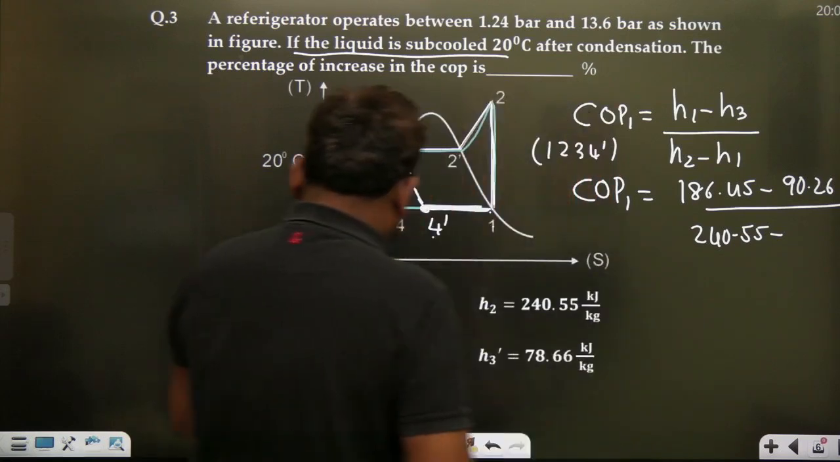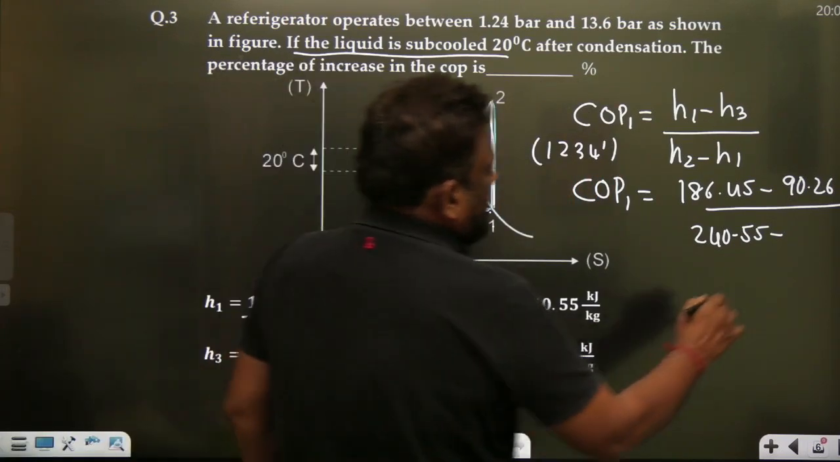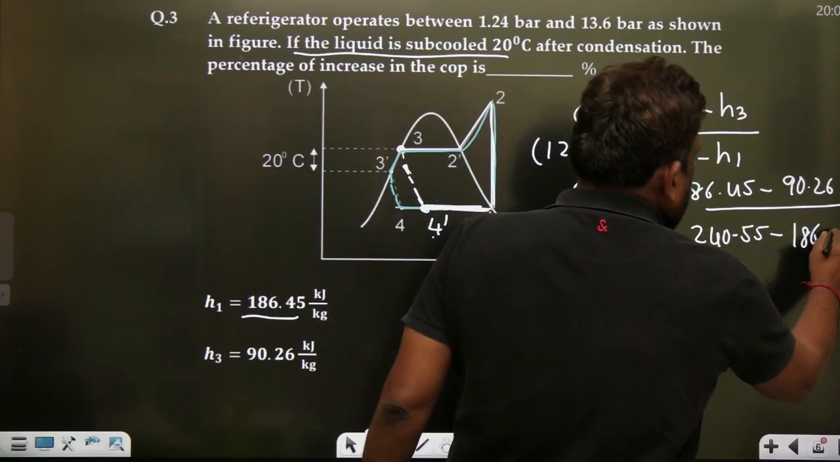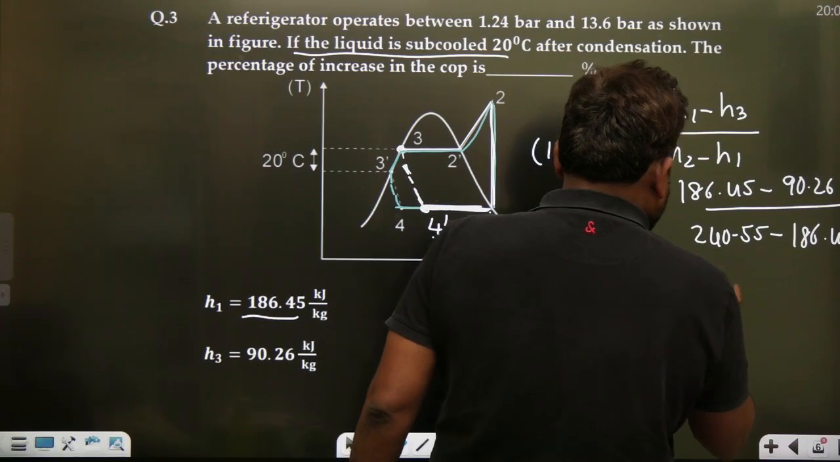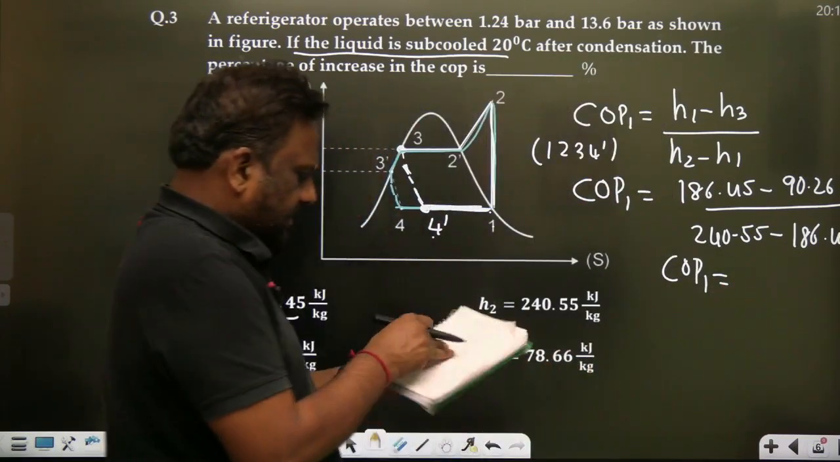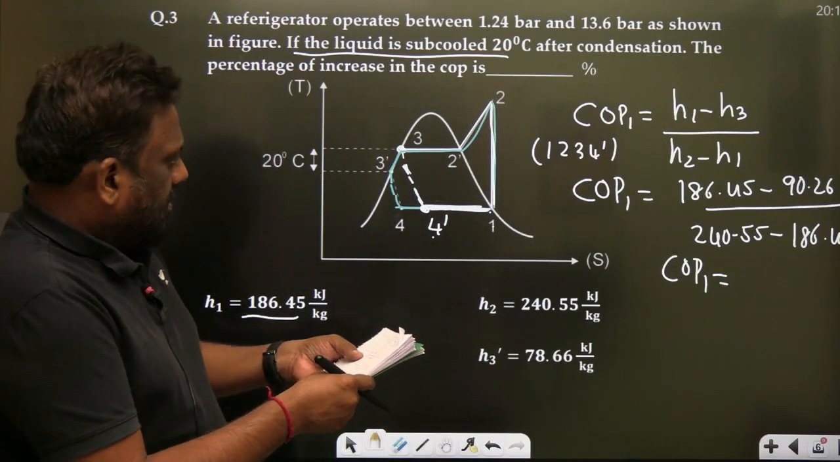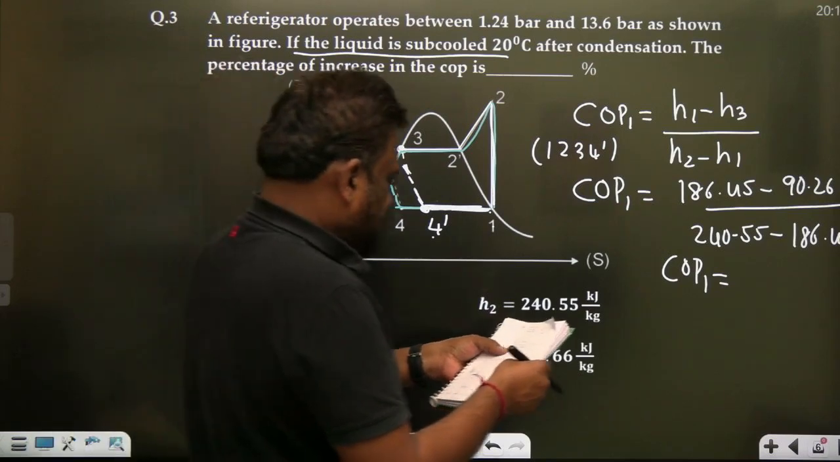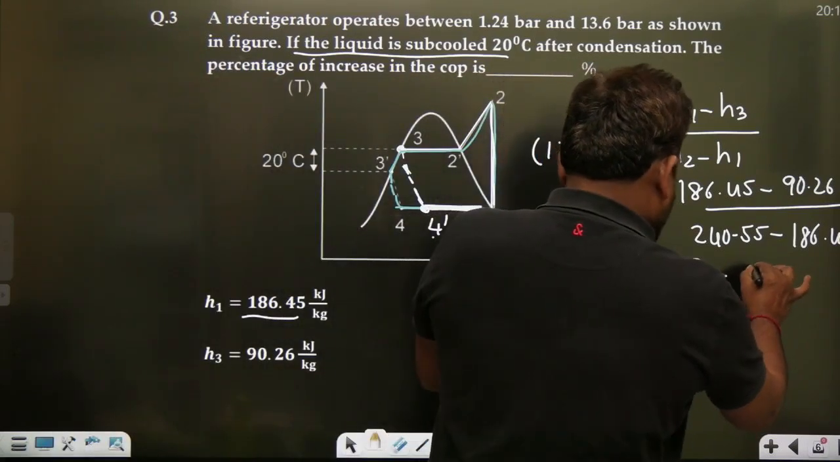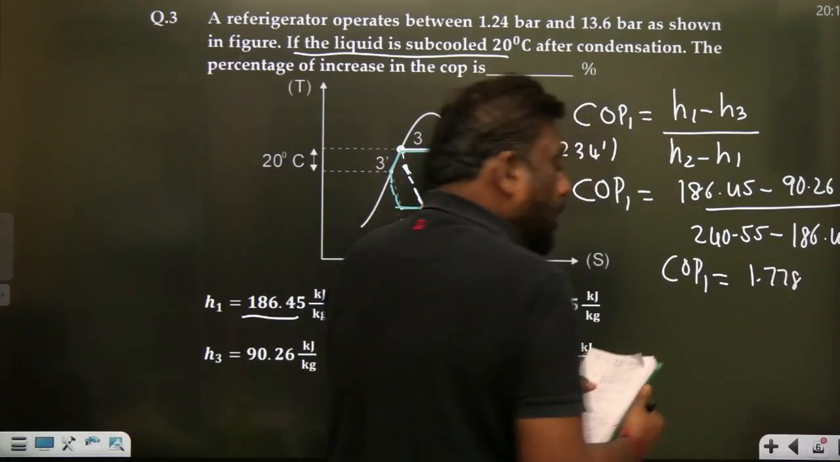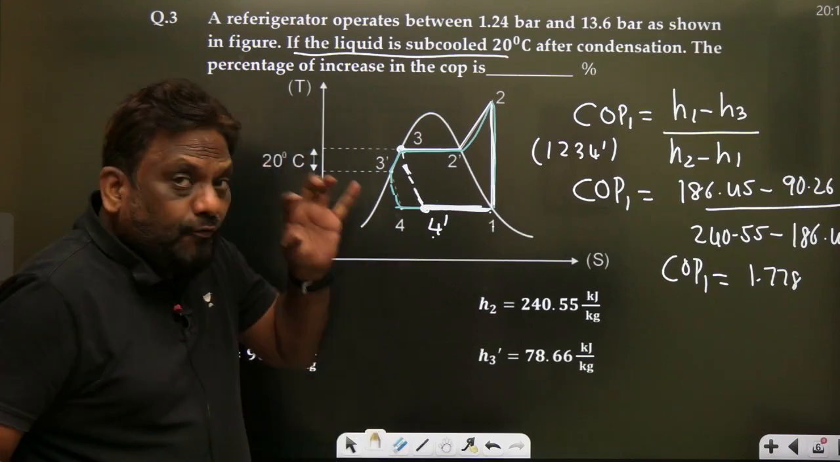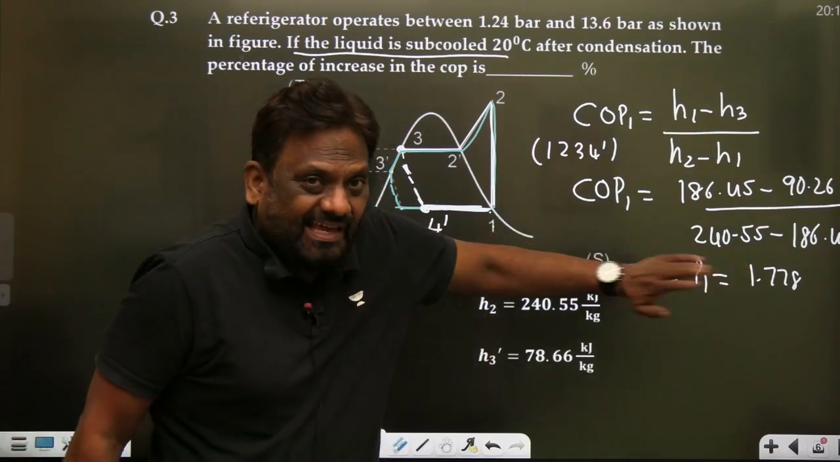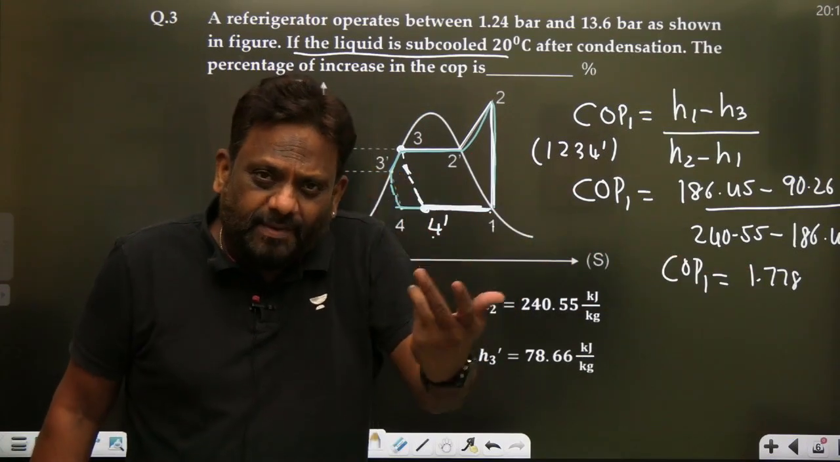240.55 minus H1. What is H1? 186.45. So if I am calculating the COP without subcooling, what is the COP, sir? This is turning out to be 1.778.